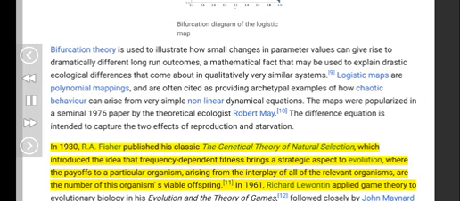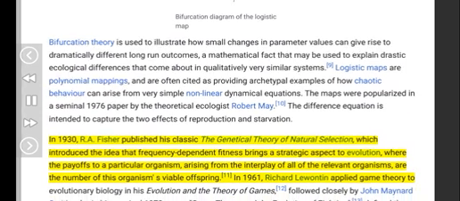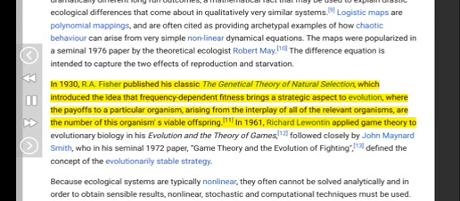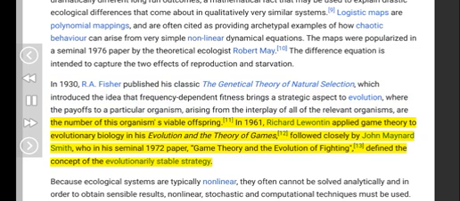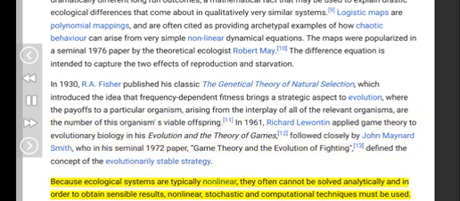In 1930, R.A. Fisher published his classic The Genetical Theory of Natural Selection, which introduced the idea that frequency-dependent fitness brings a strategic aspect to evolution, where the payoffs to a particular organism, arising from the interplay of all of the relevant organisms, are the number of this organism's viable offspring. In 1961, Richard Lewontin applied game theory to evolutionary biology in his Evolution and the Theory of Games. Followed closely by John Maynard Smith, who in his seminal 1972 paper, Game Theory and the Evolution of Fighting, defined the concept of the evolutionarily stable strategy.